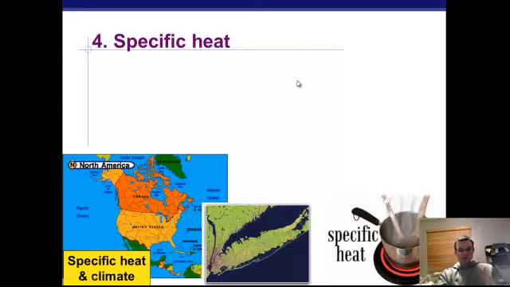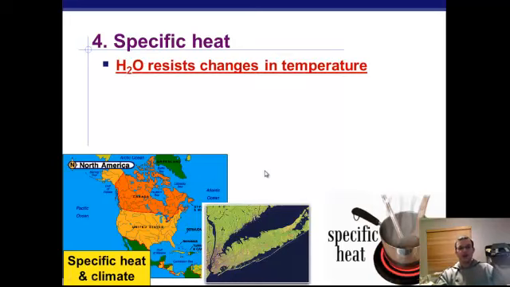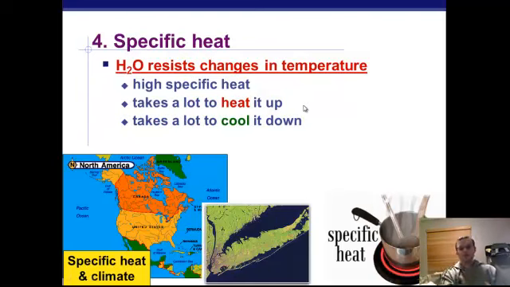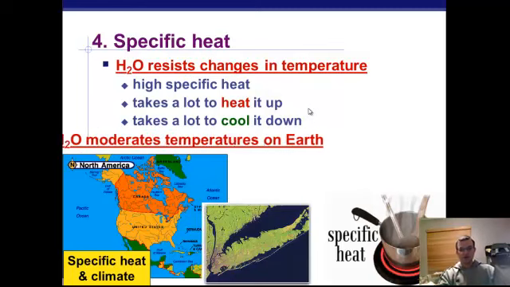Next one is going to be specific heat. Specific heat is just a way of saying that water likes to maintain the heat that it has. So it takes a lot of energy to continue to raise its temperature, or to cool its temperature, you've got to remove a lot of energy. And then a lot of energy can be absorbed into the water as a result. So water has what we call high specific heat. It takes a lot of energy to heat it up. It takes the removal of a lot of energy to cool it back down.